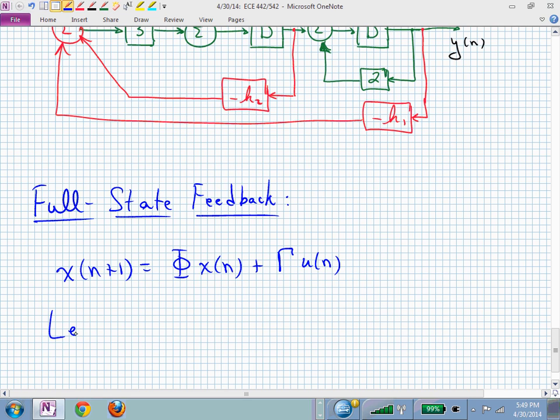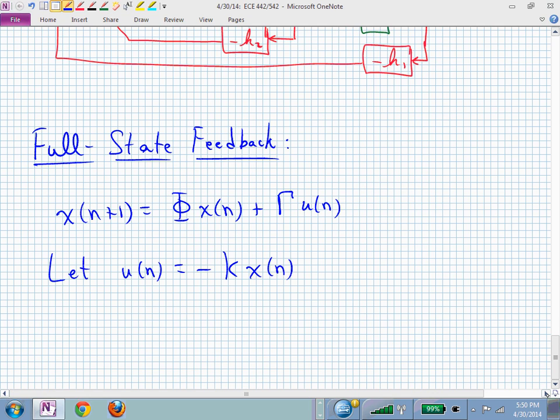We want to control that system with a full state feedback. And K now is a matrix. This is, I guess I haven't necessarily labeled that, our state feedback gain matrix. That's just a matrix of constants that we are going to find or try to create.